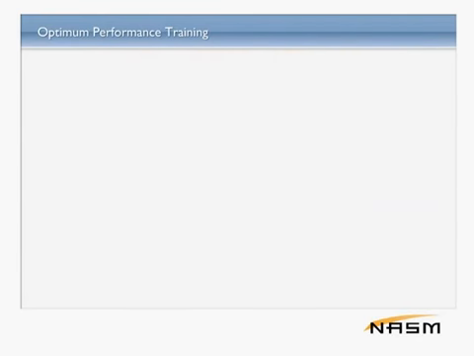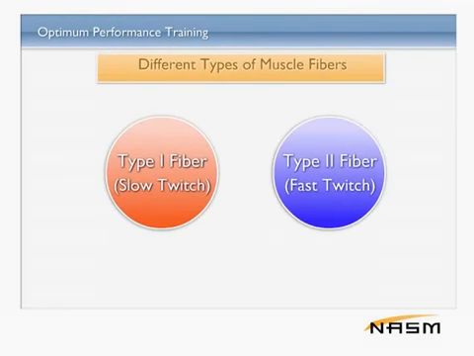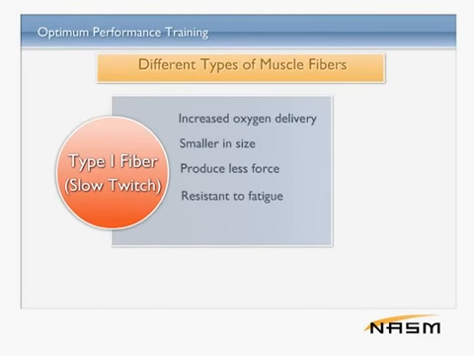Another important aspect of muscles that should be understood are the different types of muscle fibers. Essentially, they've been delineated into two main categories, type 1 and type 2 fibers. Slow-twitch type 1 muscle fibers have increased oxygen delivery, are smaller in size or diameter, slower to produce maximal tension, and are more resistant to fatigue.